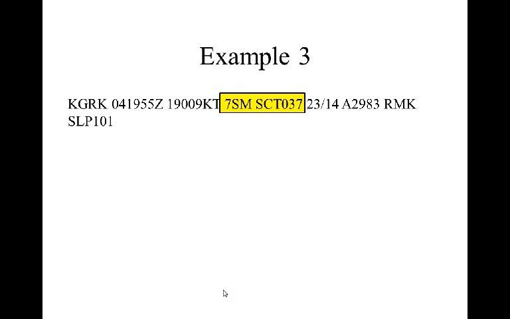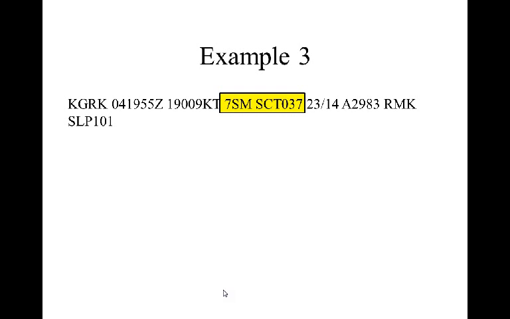Our last example, KGRK, from Gray Army Airfield in central Texas. On the 4th day of the month at 19:55 Zulu, we see that the winds are out of the south, 190 degrees at 9 knots. Our visibility is 7 statute miles. The sky condition is measured as scattered at 3,700 feet. Temperature 23 Celsius, dew point 14, with an altimeter of 29.83.